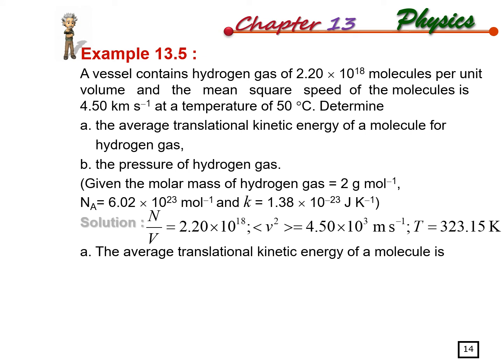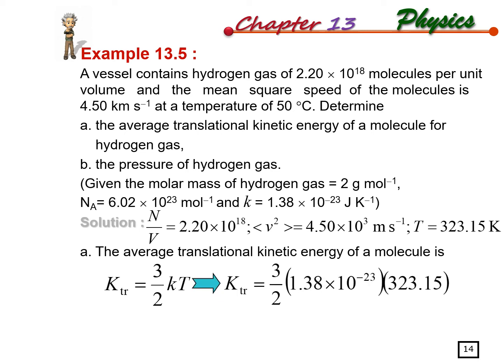So for the average translational kinetic energy, KTR will be equal to 3 over 2 times the constant k times T. Just replacing the values, we will end up with 6.69 times 10 to the power of negative 21 joules.